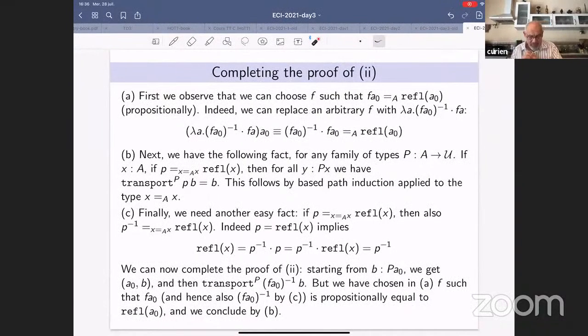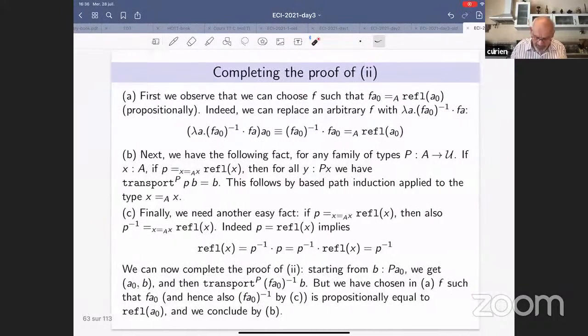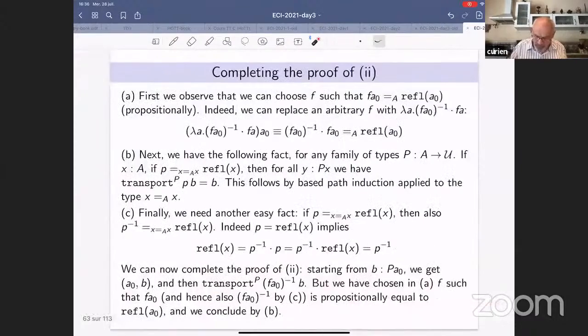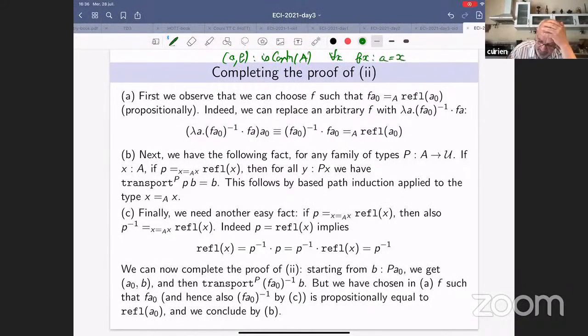The point here is that when we choose a center, so maybe I should go here, when we have a witness that something is contractible, so we have a certain f of type is-contr A, we know that for all x, f x is a proof that A is equal to x. But nothing tells me that this function, when applied to A, is the reflexivity.